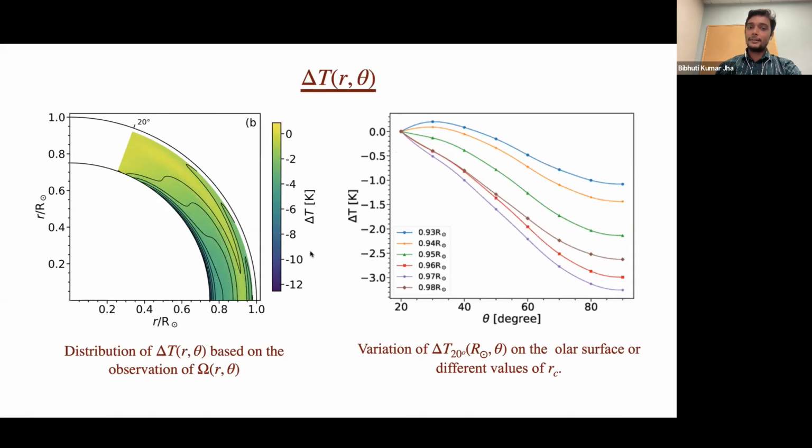Since that is not our ultimate goal, we have not gone into detail on why there is a submerged polar jet, but it has been well seen in different types of helioseismological data and different types of inversion. It is consistently present in all types of helioseismological observations, but we'll not go into the detail here.